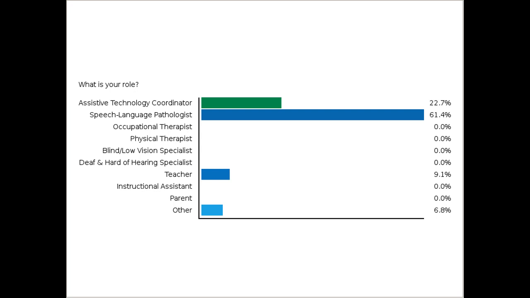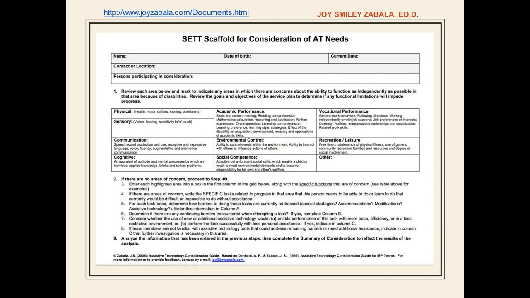All right. So Nicole, you ready to talk about the Sett Framework a little bit? One of the tools that we use in our school district is the Sett Framework, and that's what we use to guide us in the IEP to consider AT. Does this student need an assistive technology evaluation? If we can look at the Sett Framework and look at the physical part of it, the sensory, communication, cognition, academic performance, environmental control, social competence, vocational performance, recreation and leisure, and then any others.